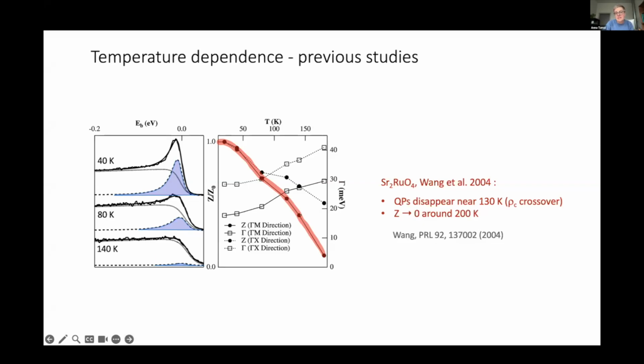Then they plot this as a function of temperature, and they observe that this peak gets broad and is hardly visible at high temperature. They conclude that quasi-particles tend to disappear at the temperature where there is a crossover in resistivity along the z-axis, and they say that Z goes to 0 as you increase the temperature. This picture that Z goes to 0 as you increase the temperature is not unique to strontium ruthenate.